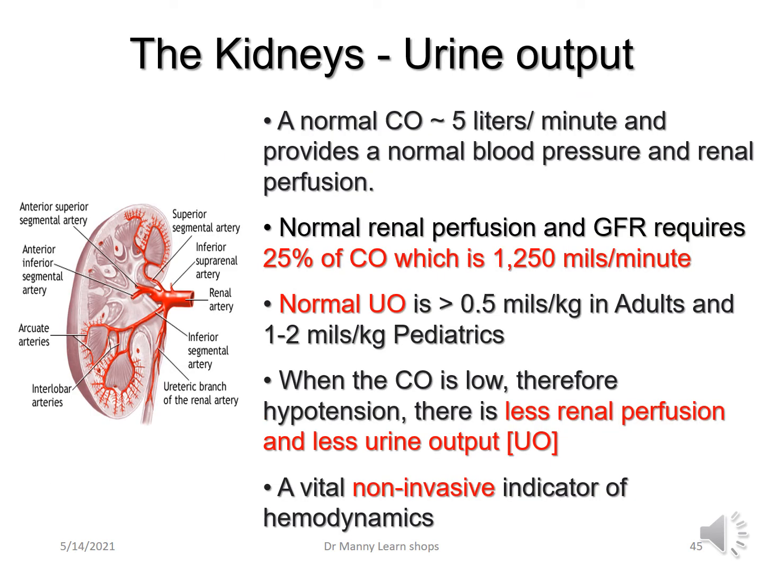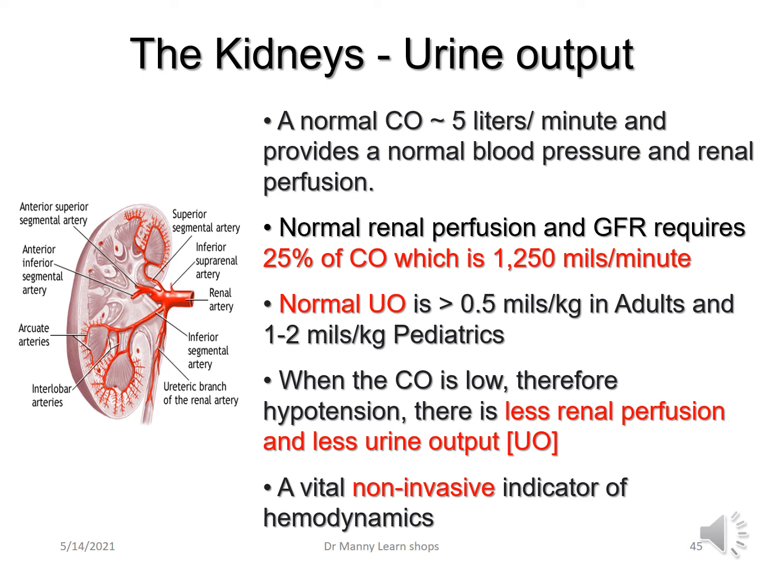Now the kidneys, they're fantastic. And urine output is a very good indicator of normal cardiac output. We're looking at all these parameters in the light of a cardiac output of about 5 litres per minute. This provides a normal blood pressure and a normal renal perfusion, which results in a normal glomerular filtration rate. But in order to get normal renal perfusion and a normal glomerular filtration rate, you require 25% of cardiac output. And that's about 1,250 mils per minute out of a cardiac output of about 5 litres per minute, 5,000 mils.